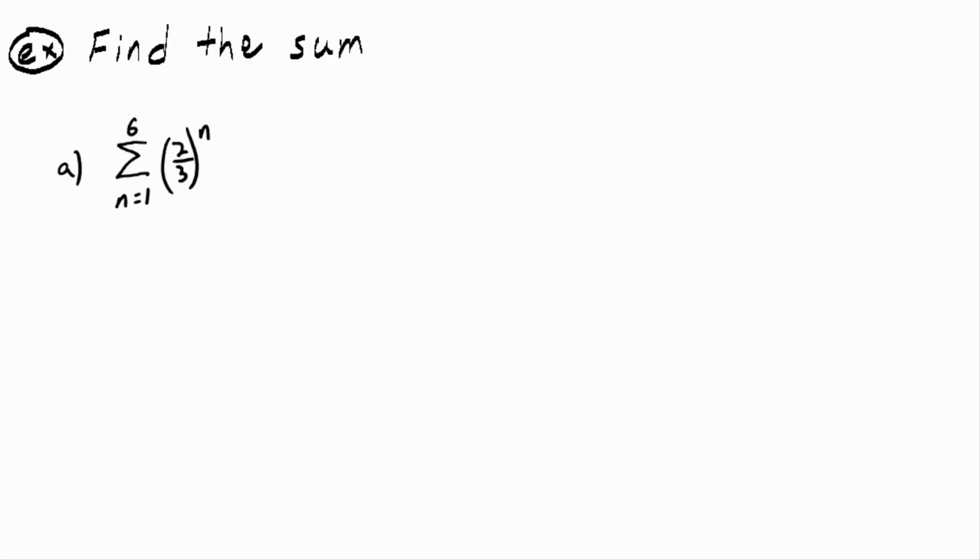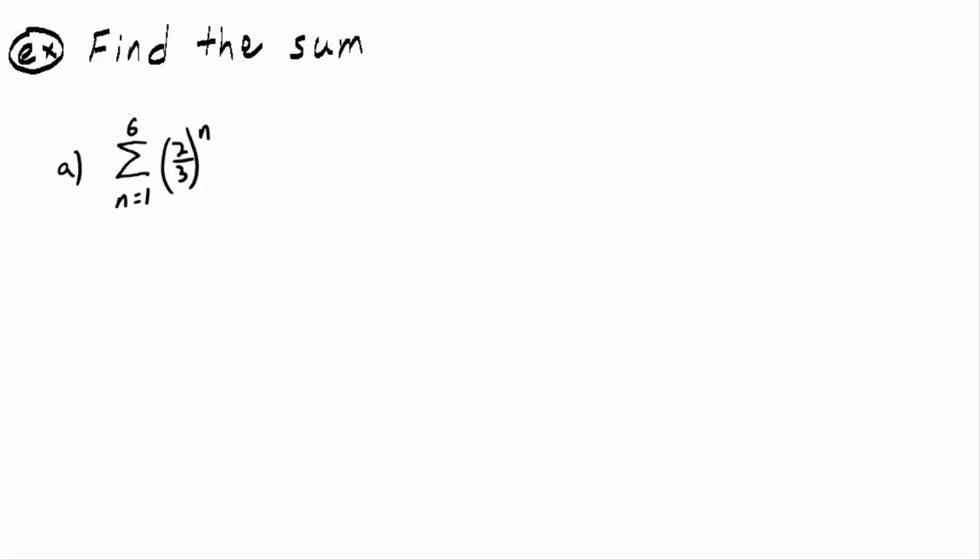Okay, let's find the sum. So this is summation notation. This will help get us used to summation notation. We've got the sum from n equals 1 to 6, so there's going to be 6 terms in the sum. As long as you start at the lower index at 1, the upper number on top of the sigma is going to be how many terms there are.